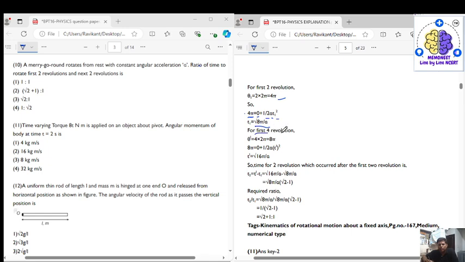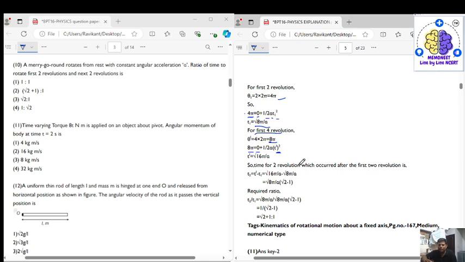Now for the first 4 revolutions, theta will be equal to 8 pi, putting theta as 8 pi in omega t plus half alpha t square. Now here we will get t dash whole square. So t dash, that is the time taken for 4 revolutions, equals under root 16 pi upon alpha. So the time for the 2 revolutions which occurred after the first 2 revolutions is t dash minus t1, that is under root 16 pi upon alpha minus under root 8 pi upon alpha, and this will be equal to under root 8 pi upon alpha into root 2 minus 1.